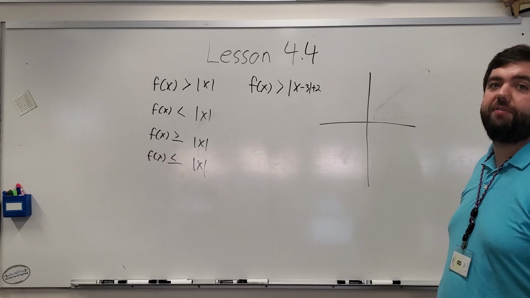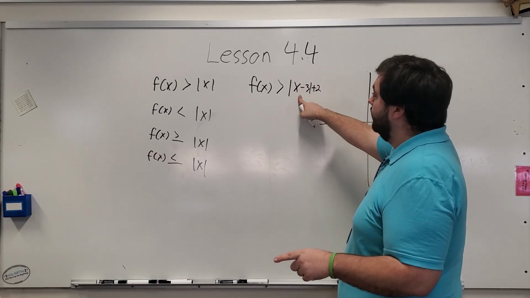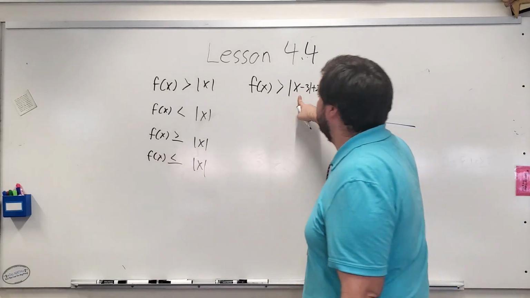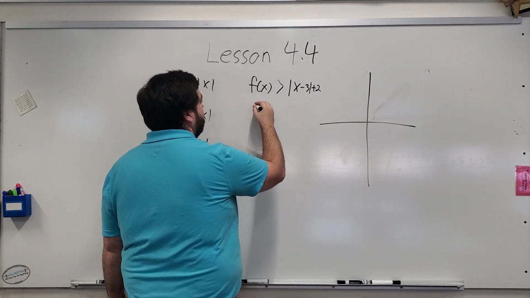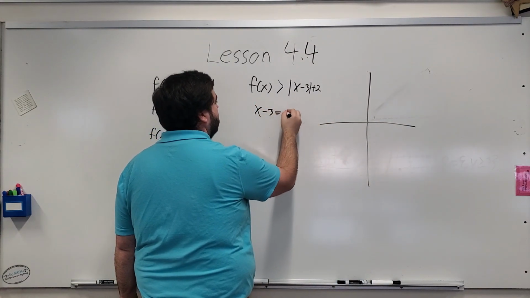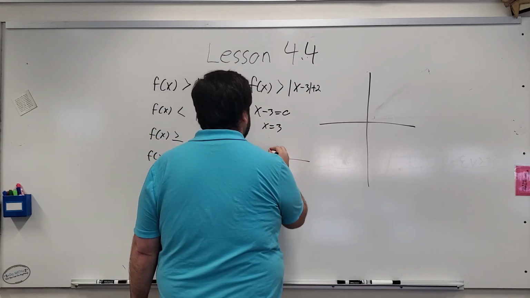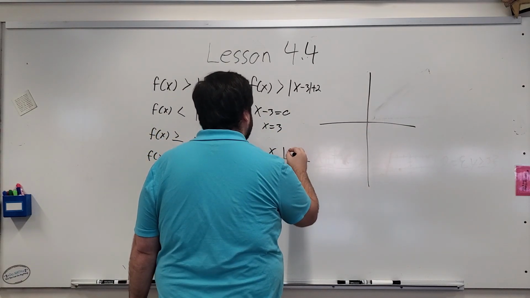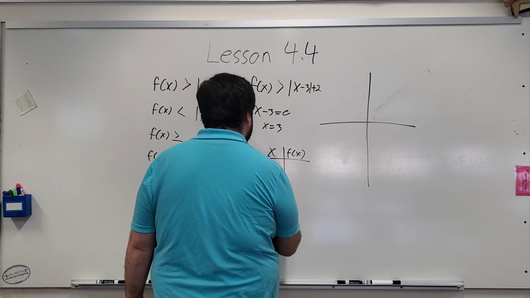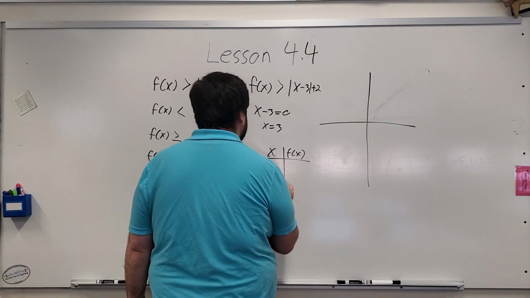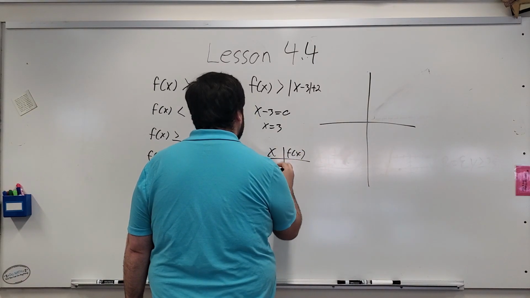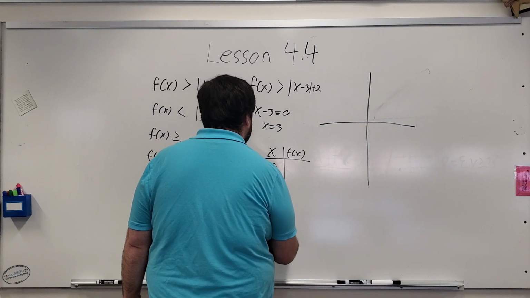First, I need to find my vertex. How do we do that? We find the x value of our vertex by solving for what's in here. So x minus 3 equals 0, x equals 3. Then set up my table, put 3 in the middle: 2, 1, 0, 4, 5, 6.